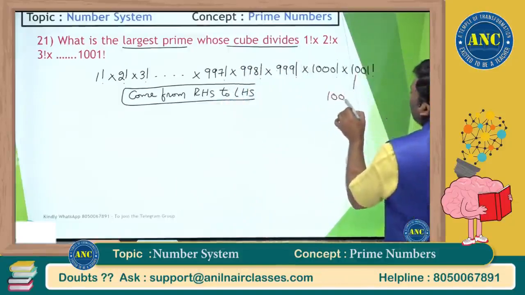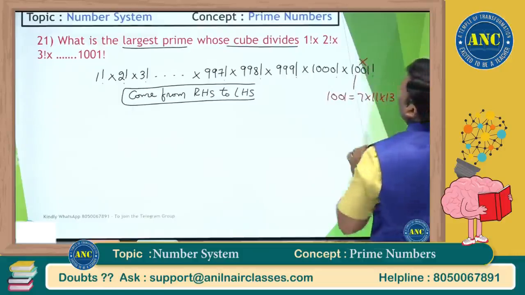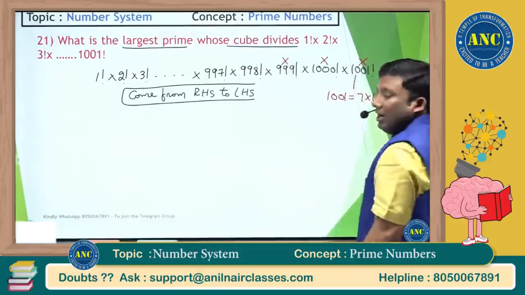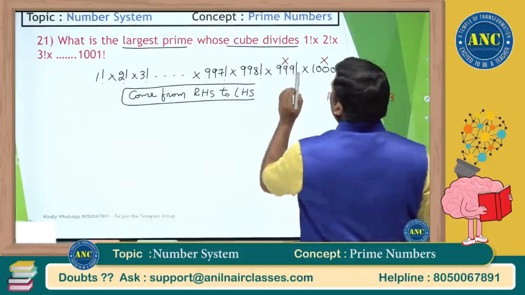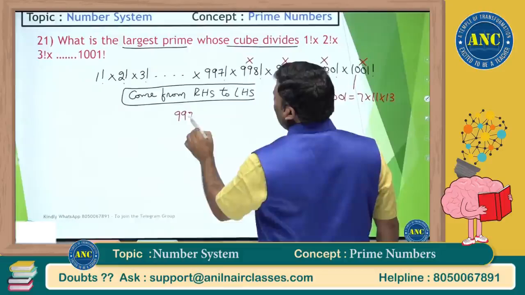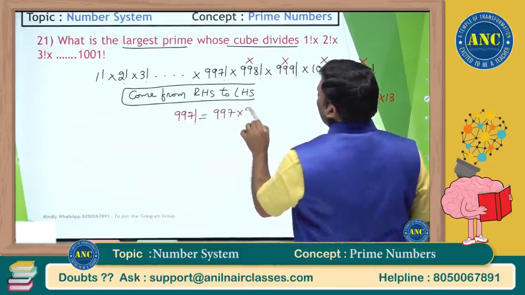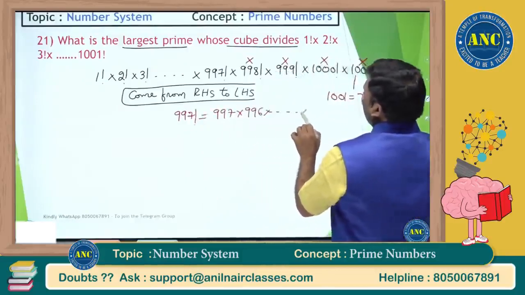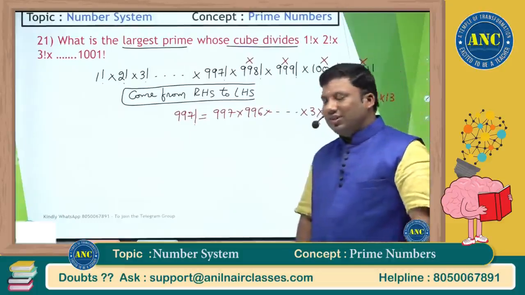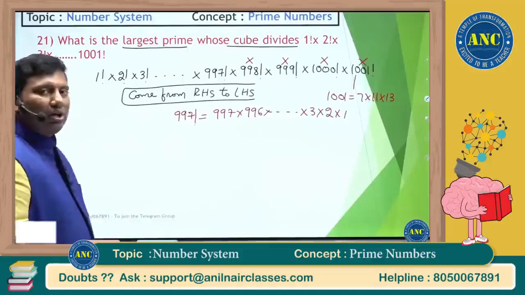1001. 1001 is 7 into 11 into 13. It is a composite number. Not possible. 1000 is an even number. Not possible. 999 is a multiple of 3, not possible. 998 is an even number, not possible. So 997 factorial can be written as 997 into 996 and so on up to 3 into 2 into 1.